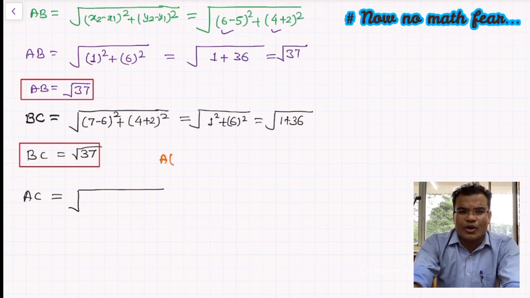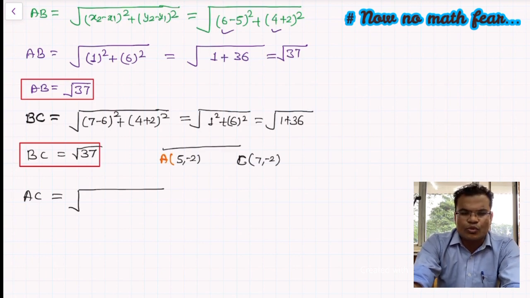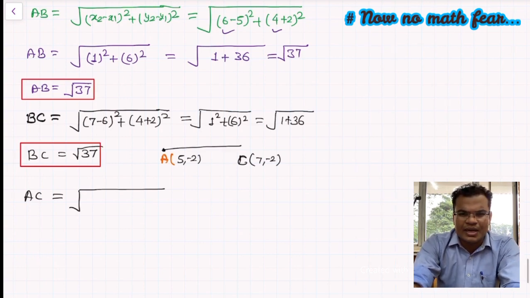So I don't know the point, so I will write here A is 5 comma minus 2 and B is... Sorry, what is B? Let me write it down. Sorry, A and C, you are finding A and C. So A is 5 comma minus 2 and C is 7 comma minus 2. I'll join these two points A and C and find the length by the distance formula. So x2 minus x1 whole square plus y2 minus y1. x2 is 7, x1 is 5.